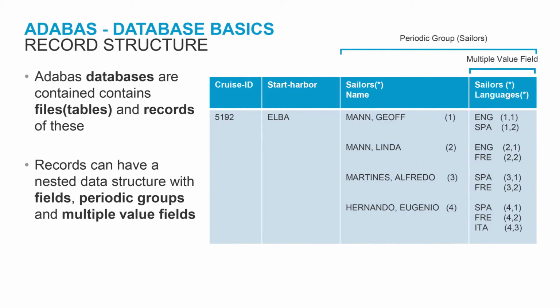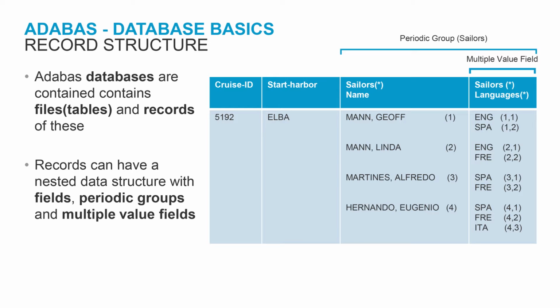An Adabas database can contain a number of files or tables. Adabas is not a relational database, which can be a significant benefit when it comes to performance and flexible record structures. In this example, you can see a record layout with fields for leisure cruises. A cruise record could contain fields like Cruise ID, Start Harbor, and also a number of sailors, for whom we each need some data as well.